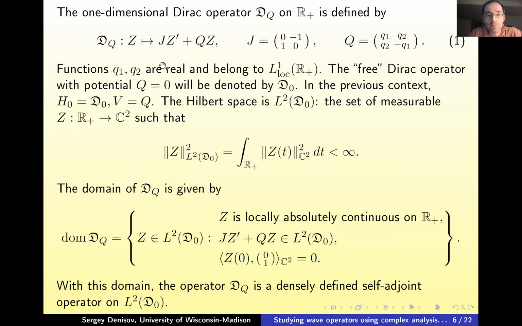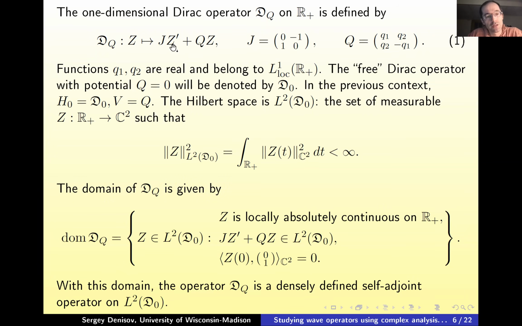So let's see. I will be looking at Dirac operators on the half line. And again, there is a signature. This is a constant matrix J. And then you have this function Z, but Z has two components, right? It's a function with two components. It's measurable. And so formally speaking, what you do, you take this function Z, and then you take the derivative. Later I'll explain that actually the functions in the domain of definition are all absolutely continuous.